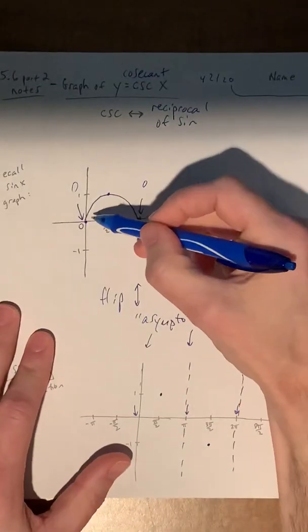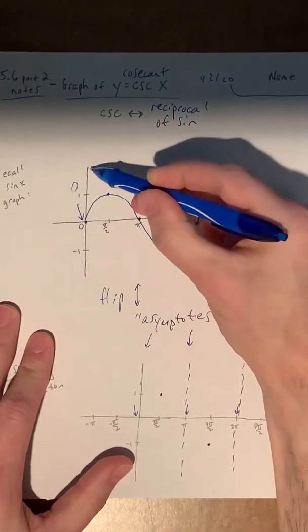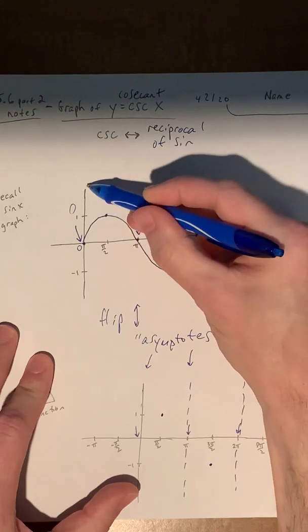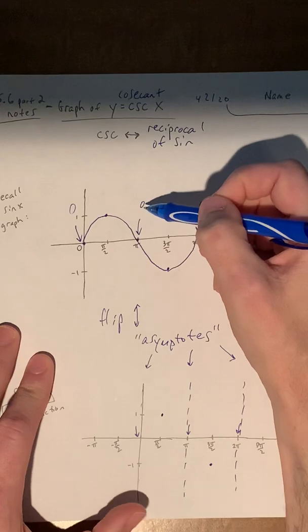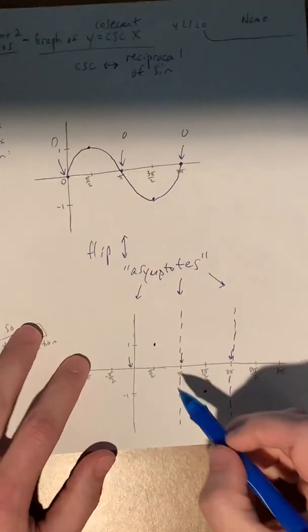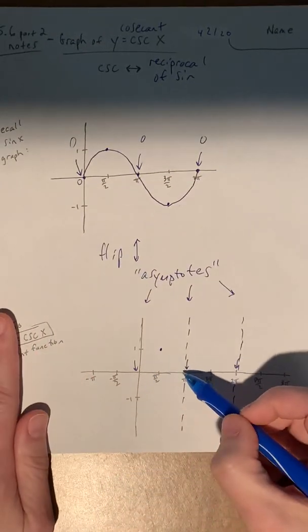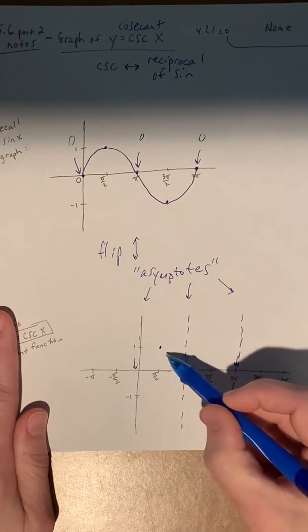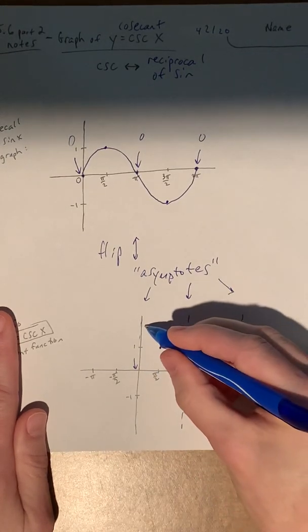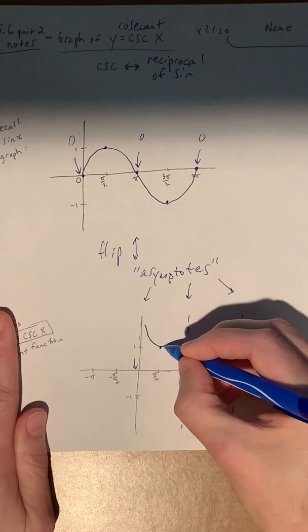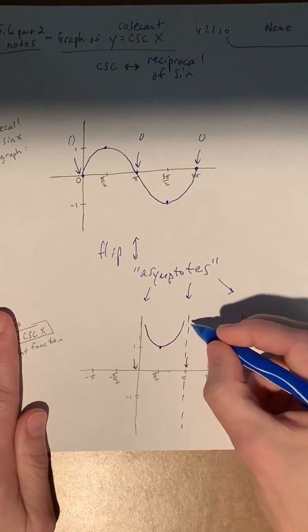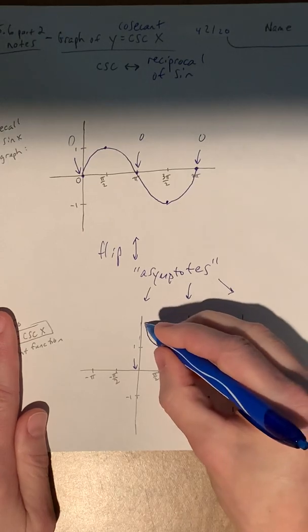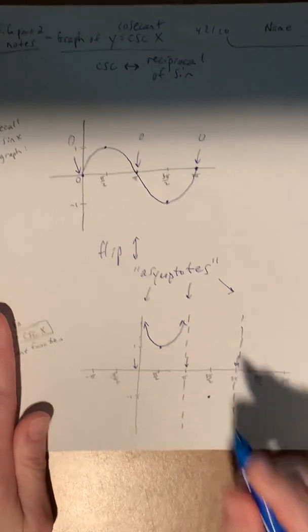But if this curve is flipped, it's going to go like this. But it can't hit the asymptotes. So the sine curve that's like this up above, if you flip it, it'll look like this curve. And it goes up forever, cannot hit the asymptotes, so you just put arrows showing that.